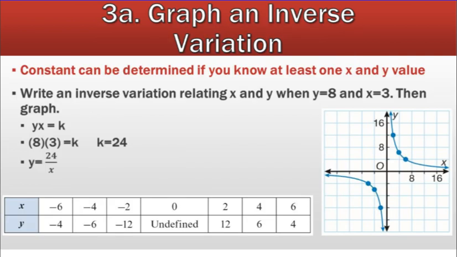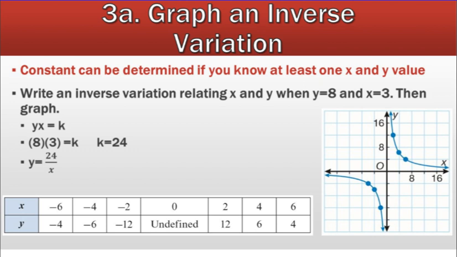What about the graph of an inverse variation? Remember when we talked about direct variation? Direct variation, the graph goes right through the origin. But for inverse variation, you can see in the example to the right, in the graph there, that we have two parts, and they're in opposite quadrants.